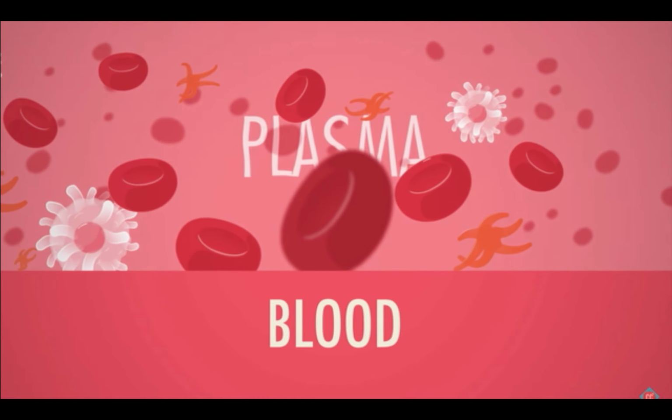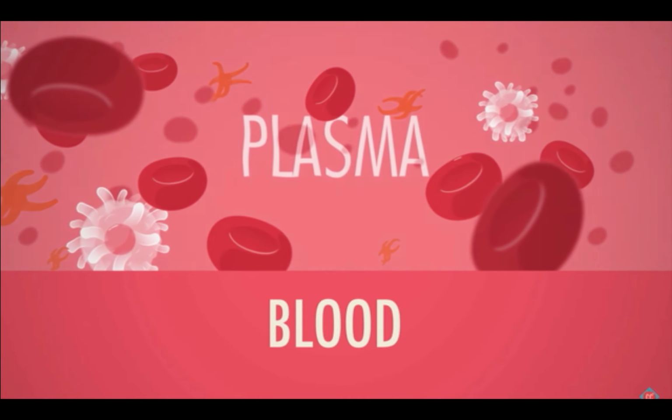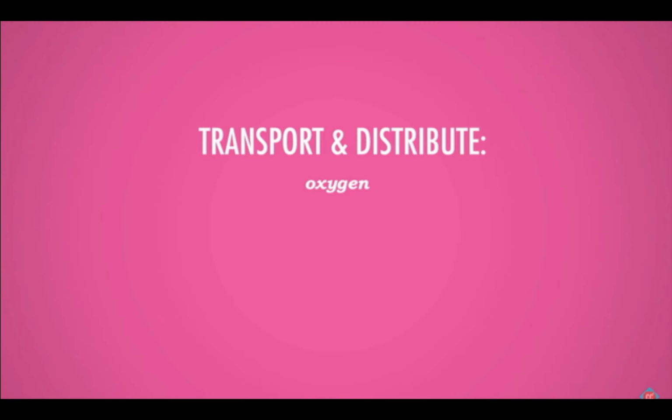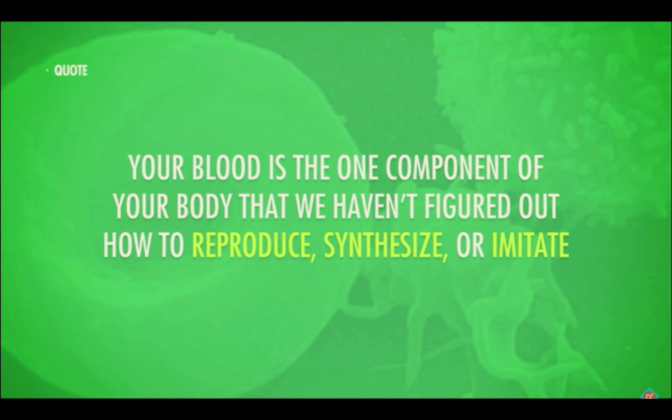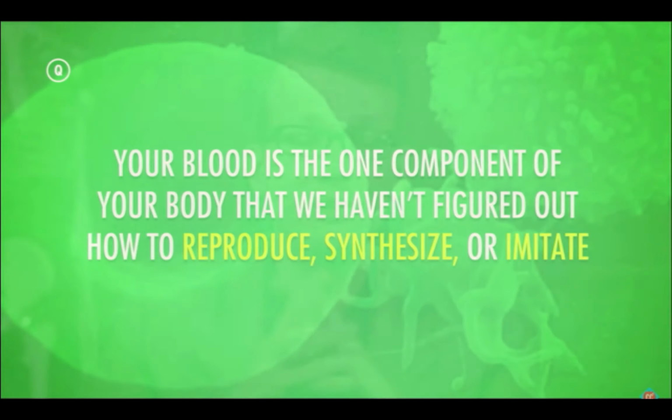your body weight. You might remember from our episodes on tissues that blood is a type of connective tissue, which means it's made of living cells suspended in a non-living matrix, which in this case is the fluid ground substance called plasma. And of course, one of blood's main missions is to transport and distribute oxygen and nutrients and waste products and hormones around the body, but it also helps maintain and regulate body temperature, pH levels, and the volume of fluids in your body. Plus, it protects you from infection and from the loss of blood itself. Perhaps second only to your brain, your blood is the one component of your body that we haven't figured out how to reproduce, synthesize, or imitate. It's a part of you that is literally irreplaceable.